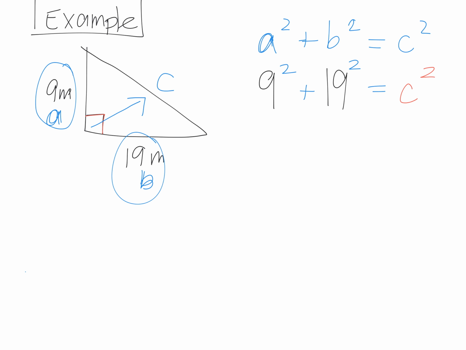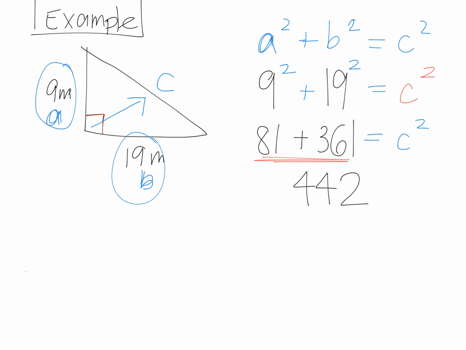Now we have to use a calculator. 9 squared means 9 times 2 or 9 times 9? 9 times 9. Good. What's 9 times 9? 81. Plus 19 times 19. What's 19 squared? 361. Just simplify it. Add them together. 81 plus 361 equals 442. Okay, equals C squared.